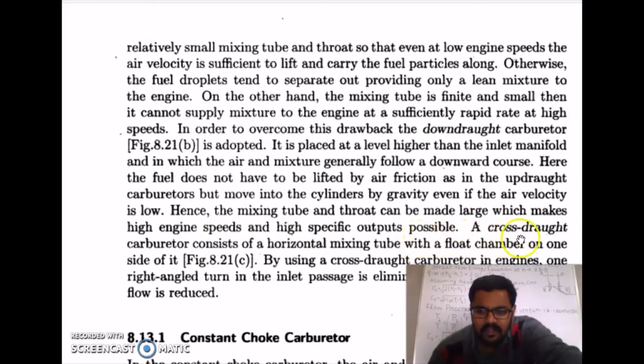The third is your cross draft. As the name said, carburetor consists of a horizontal mixing tube with a float chamber on one side of it. By using a cross draft carburetor in engines, one right angle turn in the inlet passage of manifold is eliminated and the resistance to flow can be reduced.